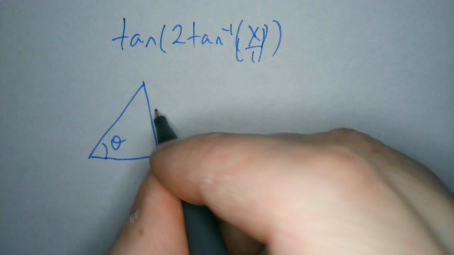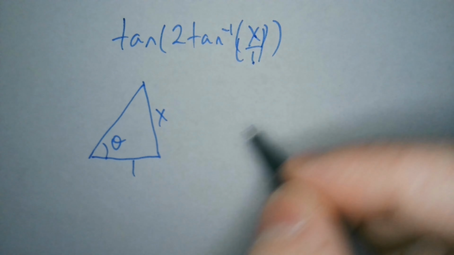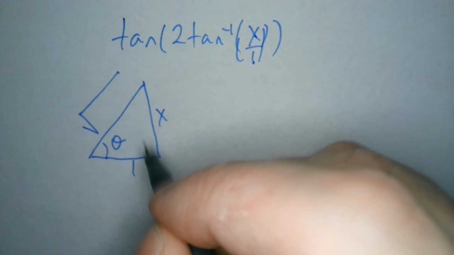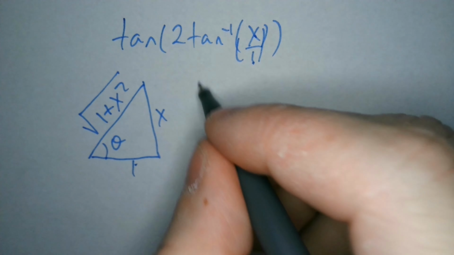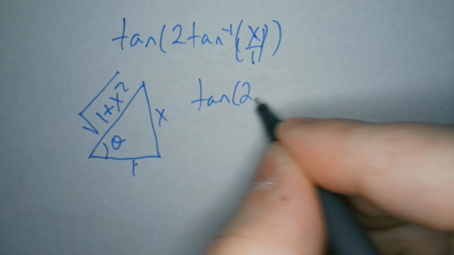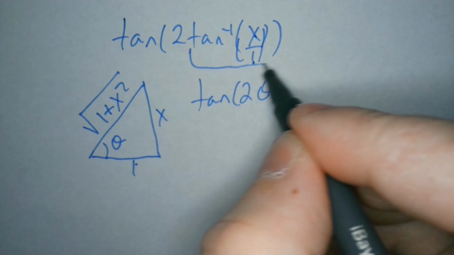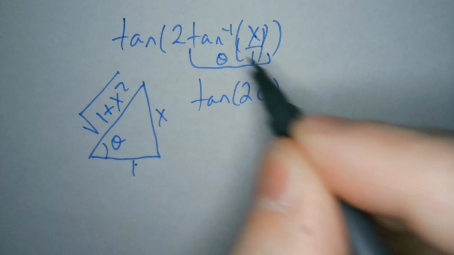Now, because the top is x, that goes here. Because the bottom is 1, that goes here. Then by the Pythagorean theorem, you have 1 squared plus x squared over here, 1 plus x squared. So now you have the following: tangent of 2 theta. Remember that this thing here is representing the theta there.